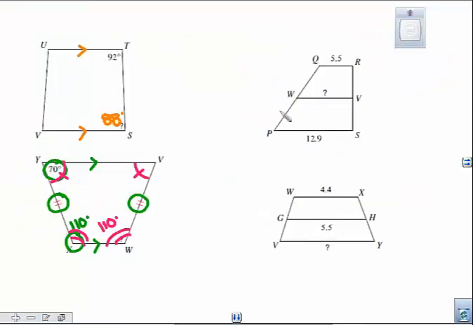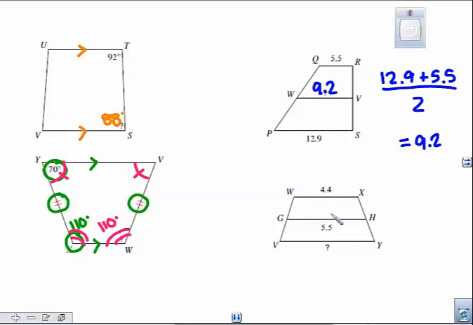Now, here's the example finding the mid-segment. Okay, I told you it's the average. Okay, average is adding and dividing by how many they are. So 12.9 plus 5.5, okay, and there's two bases, so then we'll divide by 2. Okay, so if you add 12.9 and 5.5, you get 18.4, and divide by 2 is 9.2. So this length is 9.2.